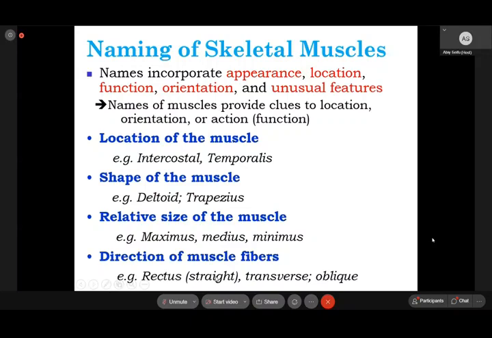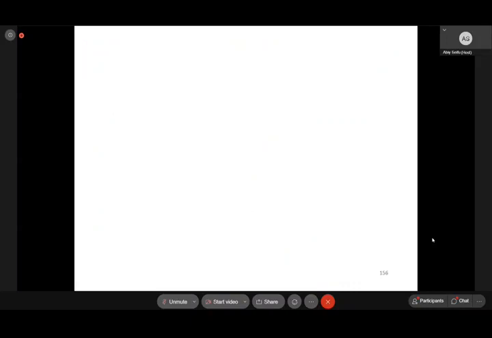Rectus abdominis muscle is a muscle found on the anterior abdominal wall, where rectus means straight. Okay. Transverse abdominis muscle, oblique abdominis muscle. Those muscles tell us the orientations of the fibers.